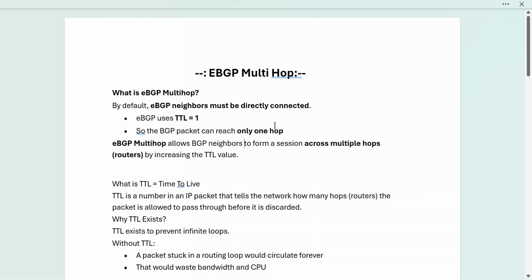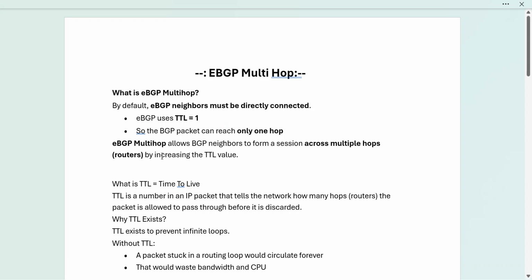We can see in all organizations, commonly, that we do not define a TTL value there. That means by default the TTL value is one. So we do not define it if we are configuring a BGP neighbor that is directly connected. But suppose we want to form a neighborship between two routers that are not directly connected. In that scenario, EBGP multi-hop is needed.